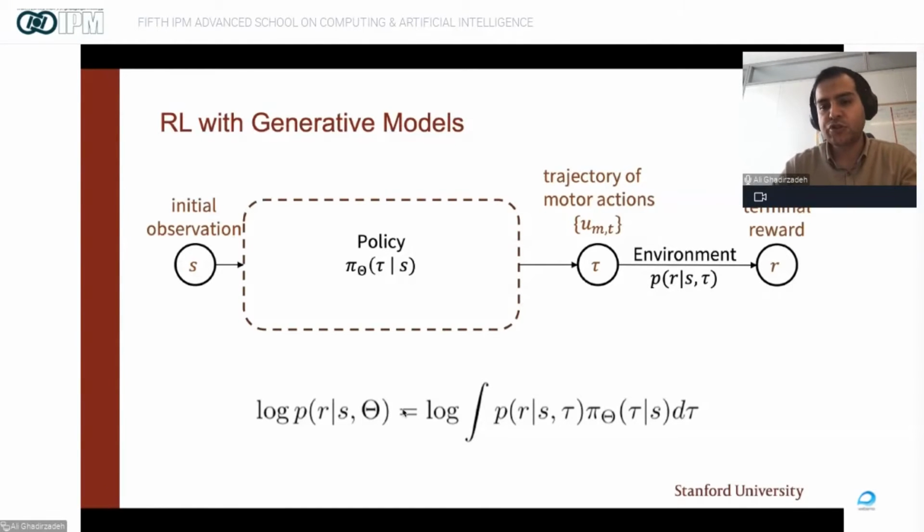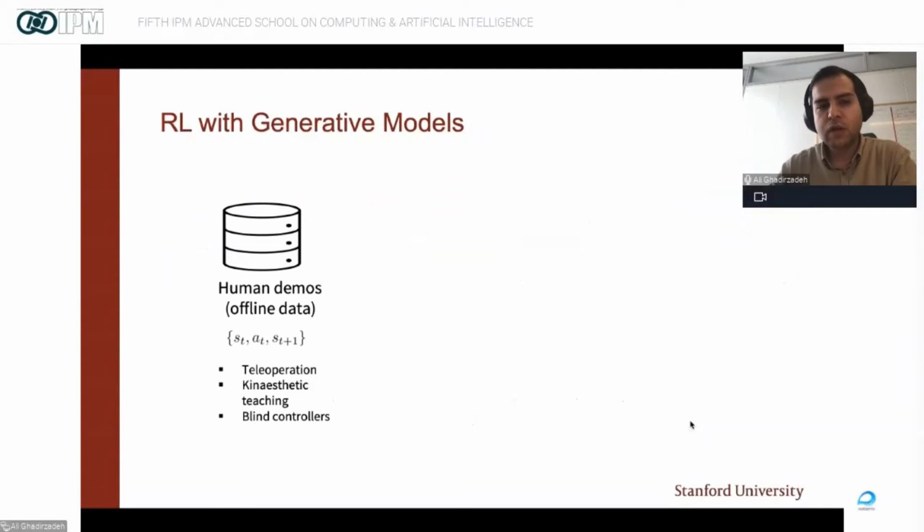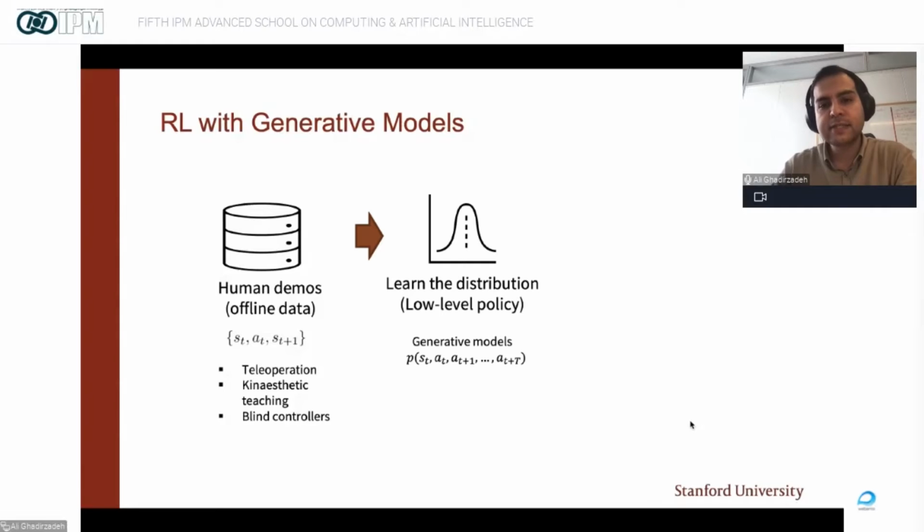One of the big problems is that the trajectory itself is quite high dimensional, and it's intractable to compute this integration. What can we do instead? One way to fix this problem is to use human demonstration or offline data. We can collect this offline data for a robotic platform through, for example, teleoperation, kinesthetic teaching, or using blind controllers. Next, using this data, we want to learn a distribution.